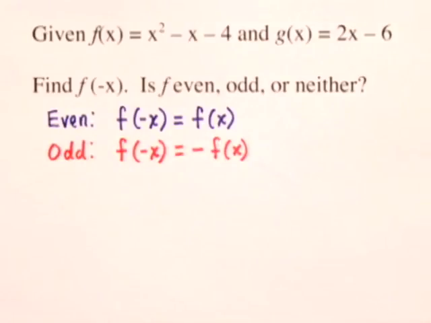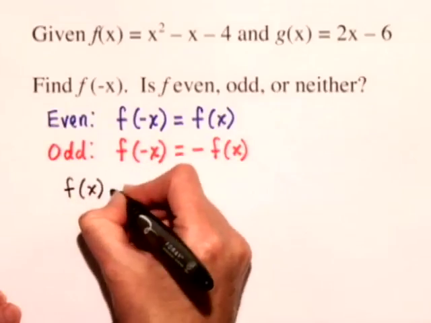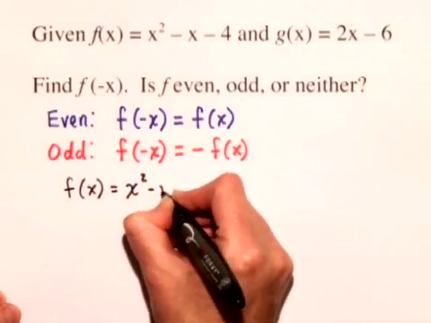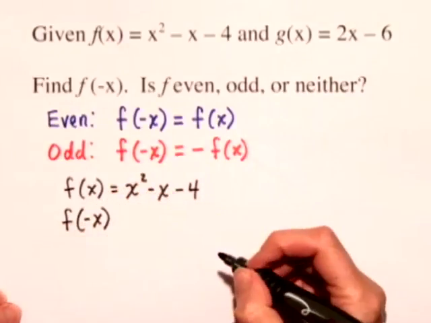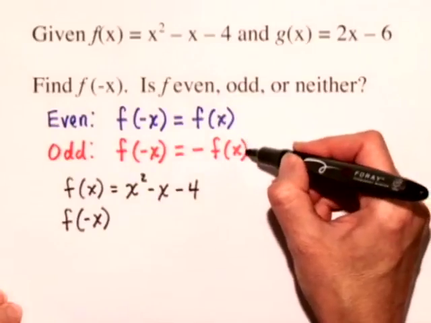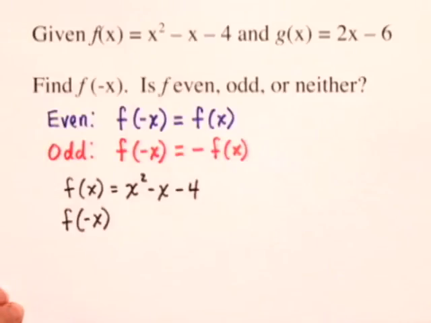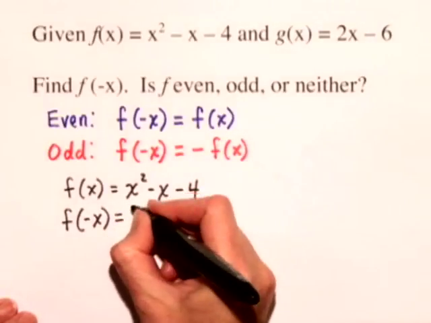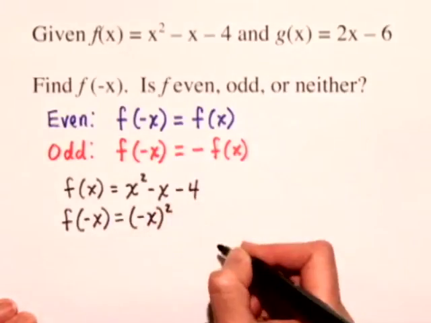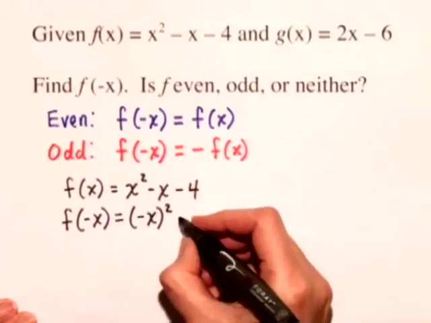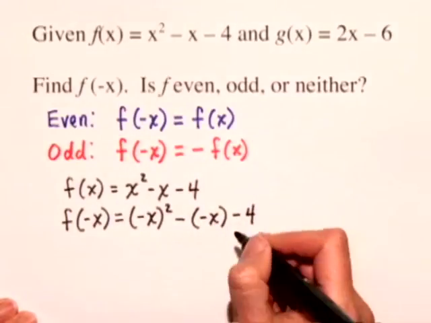So let's test this in our function that's given. Since f of x is given as x squared minus x minus 4, let's find f of negative x, and we can determine whether it's even or odd, or it could possibly be neither if it's not even and it's not odd. So f of negative x means we substitute negative x in everywhere we see an x in the original function. So we have the quantity negative x squared minus negative x again minus 4.